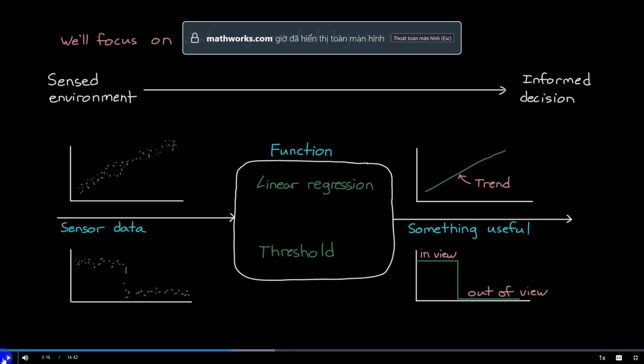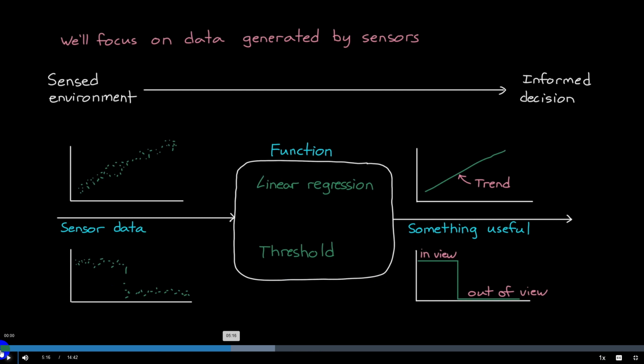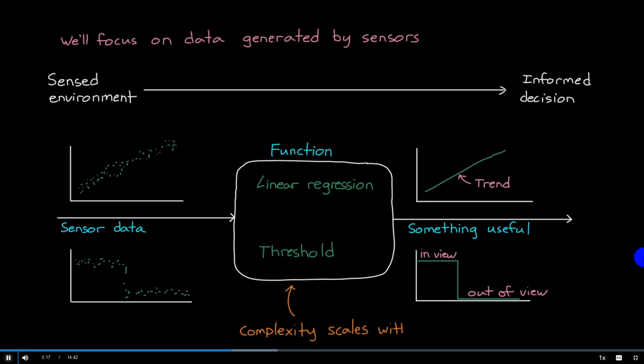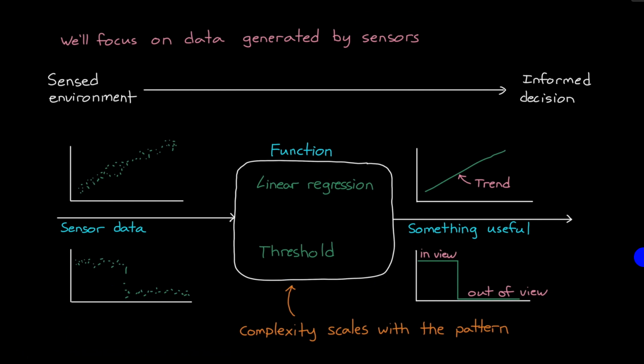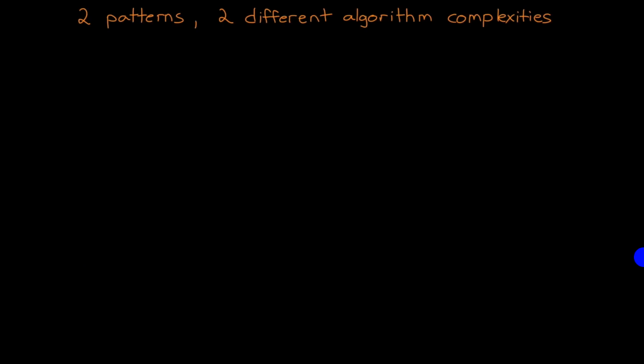But here's the thing I want to point out. The complexity of this algorithm and how difficult it is to develop scales with the complexity of the patterns that you're trying to find and label, as well as how those patterns vary from one observation to another. Let me give you a rather silly example to show this.